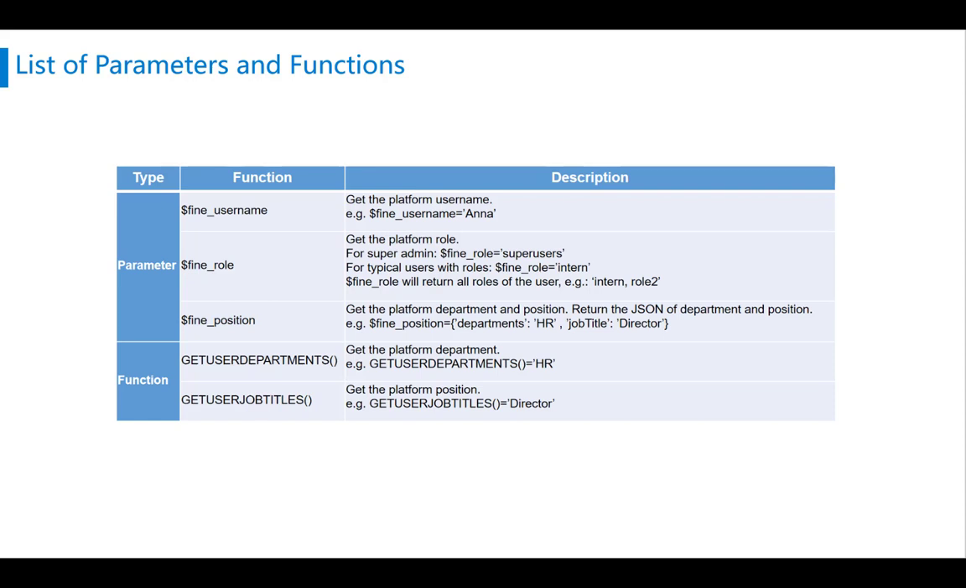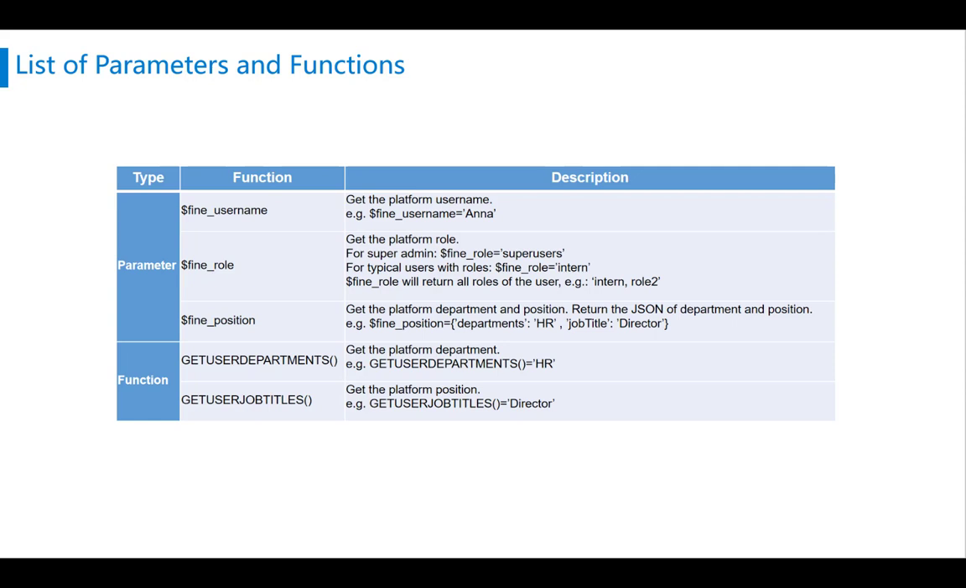The second is find rule, which gets the platform rule. For the super administrator, find rule is super users. For typical users with rules, find rule is equal to intern. Find rule will return all rules of the user. For example, if one user has 2 rules, for example, intern and rule 2, when we use find rule, it will return 2 strings. The first is intern and second is rule 2.